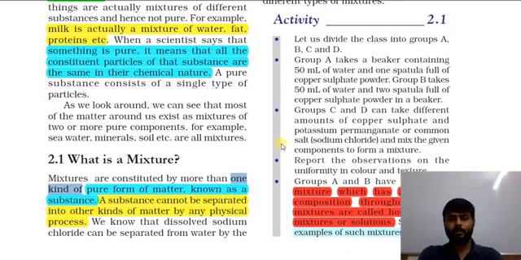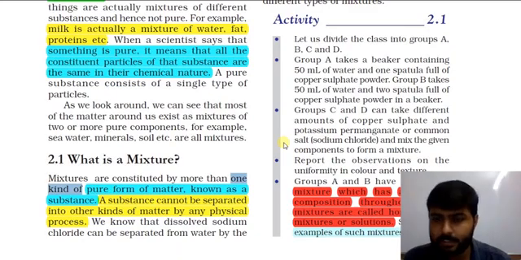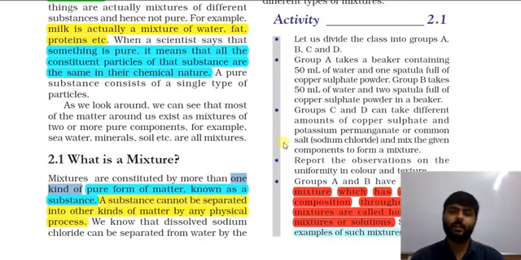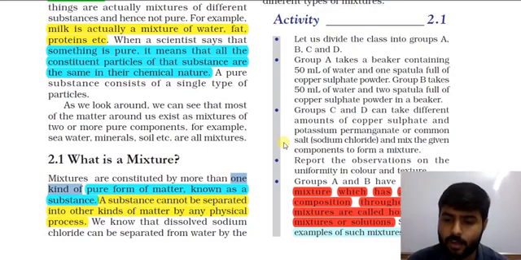Now if we put copper sulfate, 1 spatula full in 50 ml and 2 spatula full in 50 ml, obviously you can see that the color in the second case will be darker, brighter, because it has more quantity of copper sulfate. So we can see that group A and B obtained a mixture which has uniform composition throughout. Such mixtures are called homogeneous mixtures or solutions.